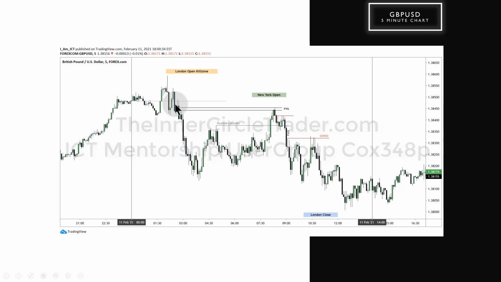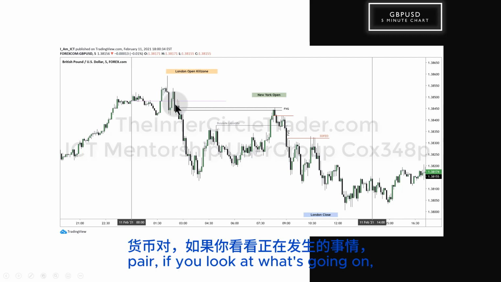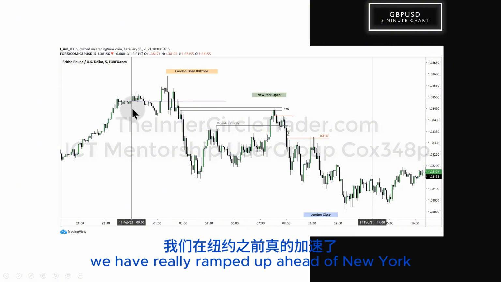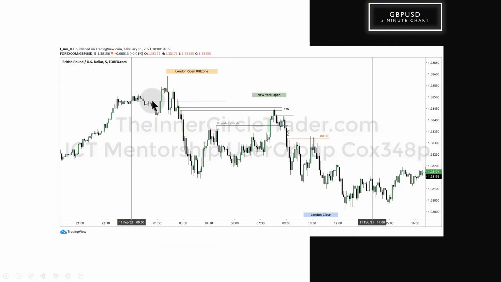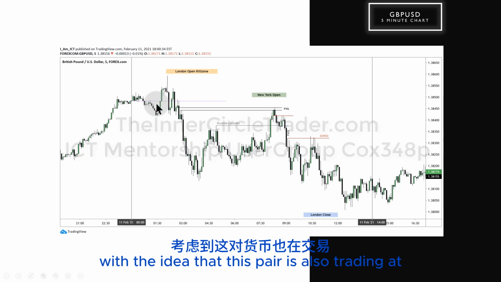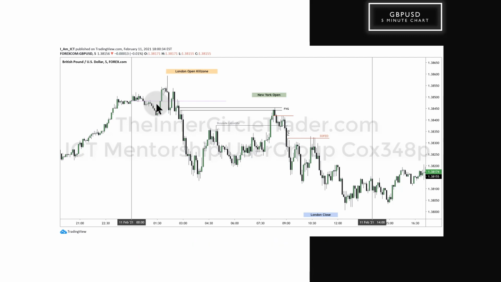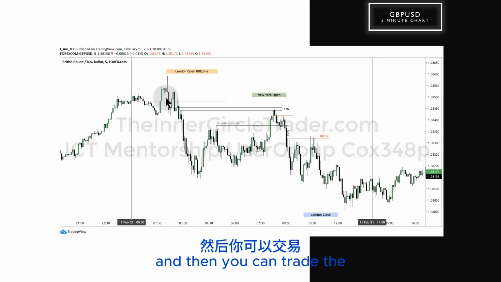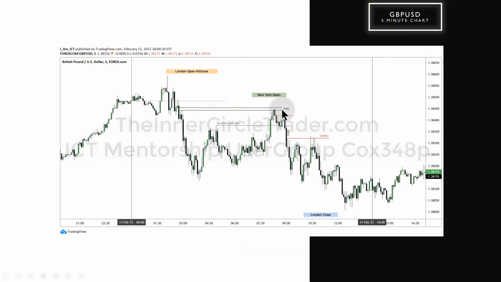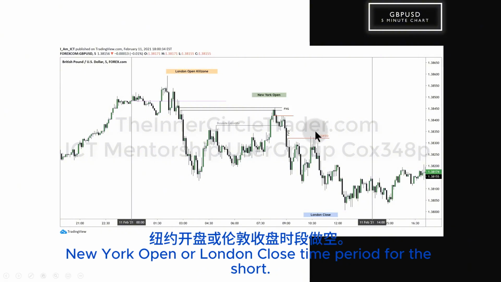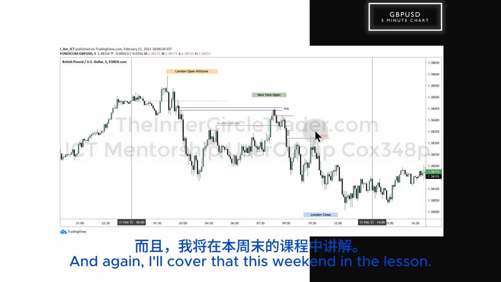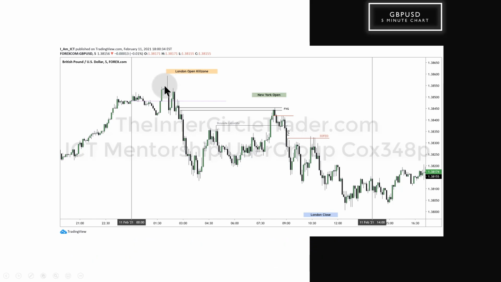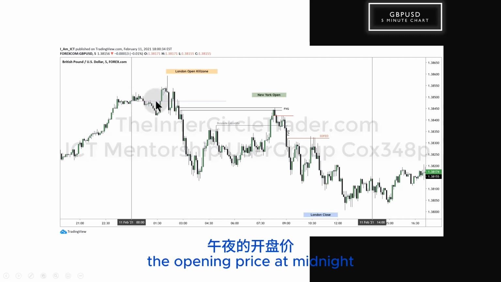Break lower. Now this pair, if you look at what's going on, we have really ramped up ahead of New York midnight. So with the idea that this pair is also trading at a Thursday when it's gone up basically the entire week, this could be a potential reversal pattern, but I like to see it form on Thursday, and then you can trade the New York open or London close time period for the short.